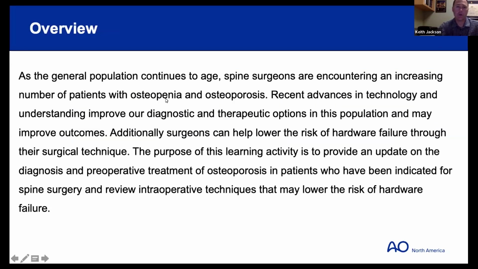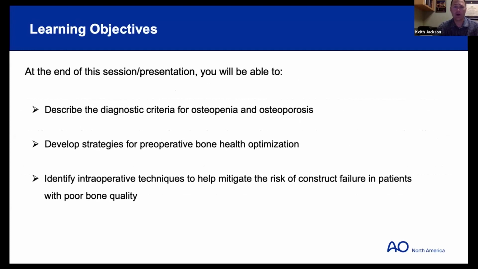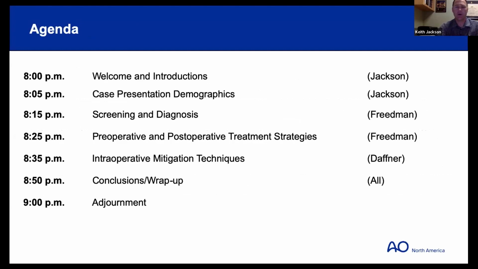Here's an overview of what we're going to accomplish. It's a very wordy slide, I apologize for it, but as the general population of the United States ages, we're seeing more and more patients presenting with elective spine problems at later stages of life. We're encountering things like osteoporosis more and more as spine surgeons. Understanding how to screen, how to diagnose, and how to treat is paramount to attaining optimal surgical results. Here are the learning objectives for tonight, and here's our agenda.